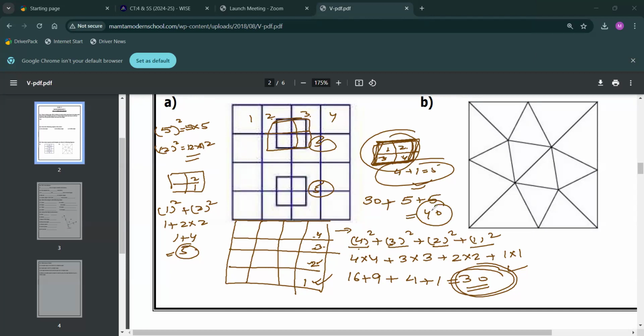Understood now? Yes, ma'am. Advait, understood? No, ma'am. From where are you not understanding? Just tell me. Because you are not focusing on the screen, Advait. You are just watching your notebook. Whenever I am explaining anything, kindly concentrate on the screen, children.